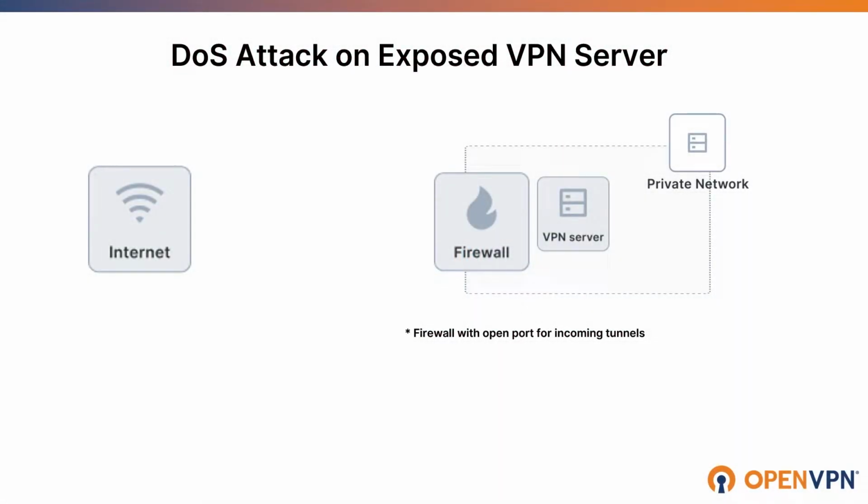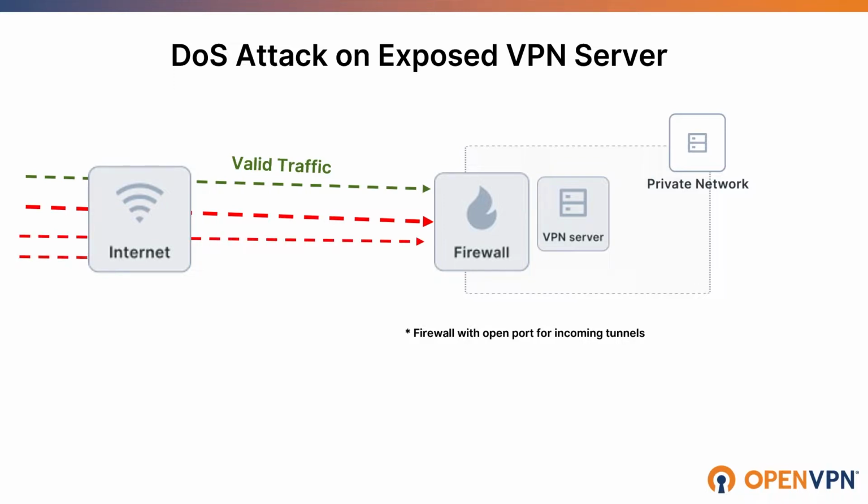A disadvantage of VPN servers deployed on your private network is that, due to the need to accept incoming tunnel connections from clients on the internet, the IP address needs to be public and ports need to be open on firewalls. This can lead to the discovery of the VPN service and denial of service attacks.